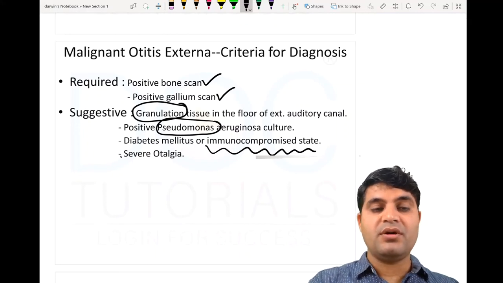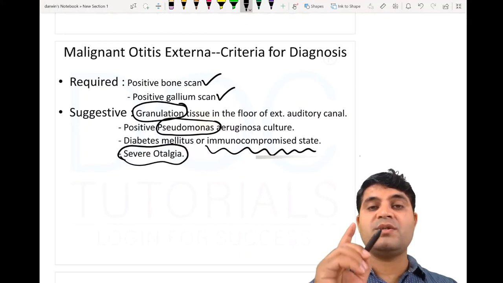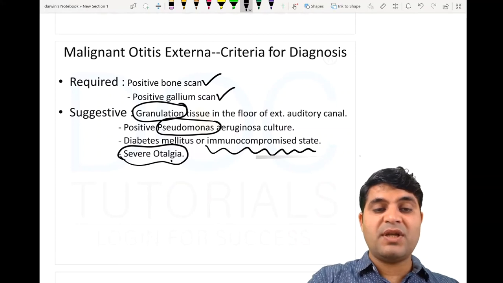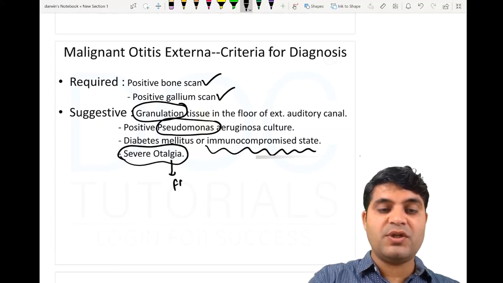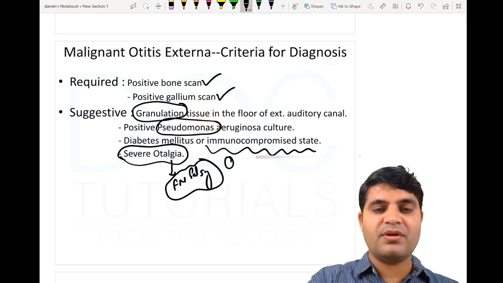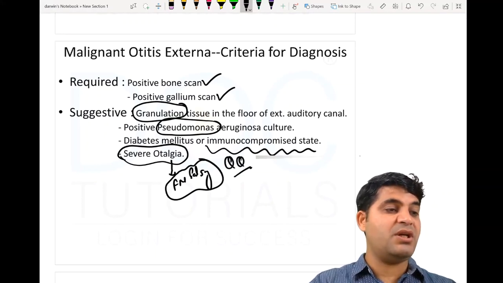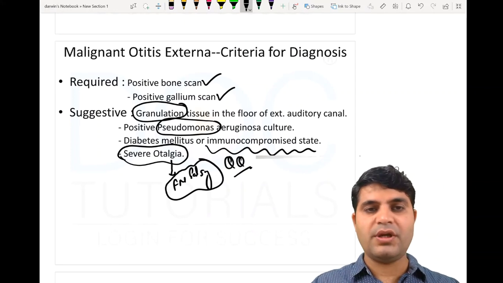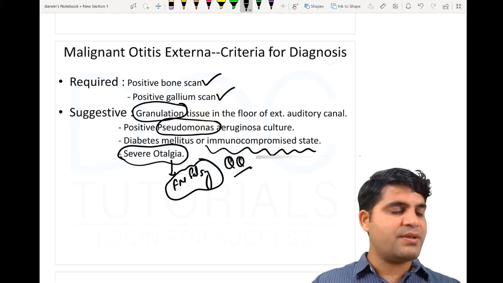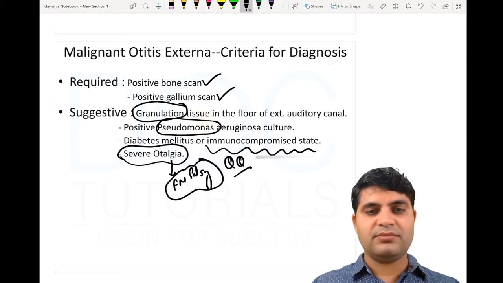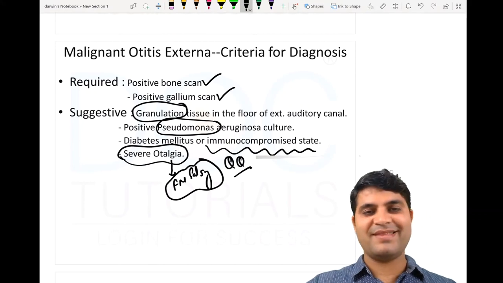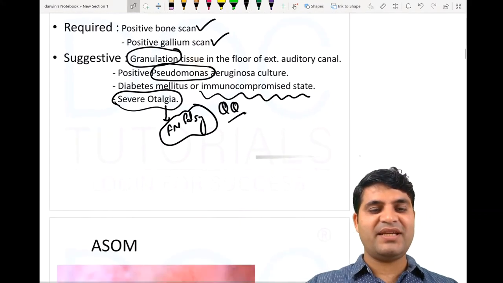Clear? What do you see on otoscopy? Granulations. What is a hallmark feature? Severe otalgia. Plus many times in these patients you see facial nerve paralysis. So very important slide, you must be reading it. Clear? So dear students, am I audible? Say yes or no please. Okay. So malignant otitis externa.